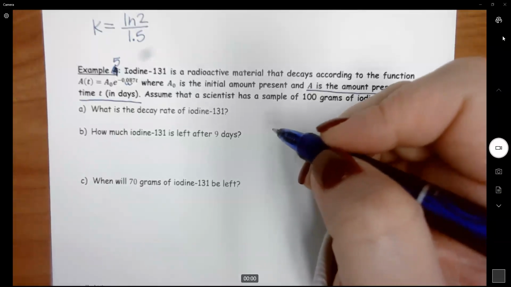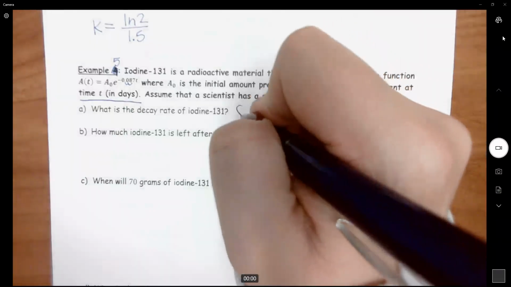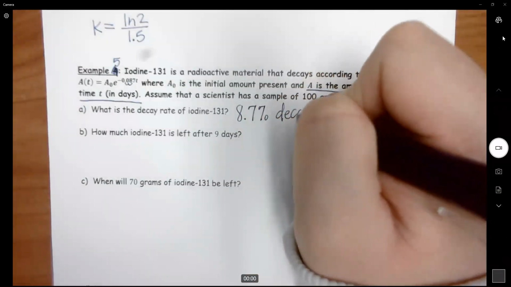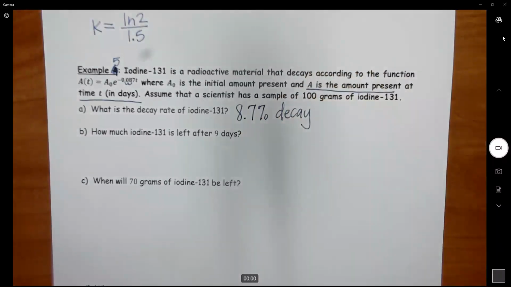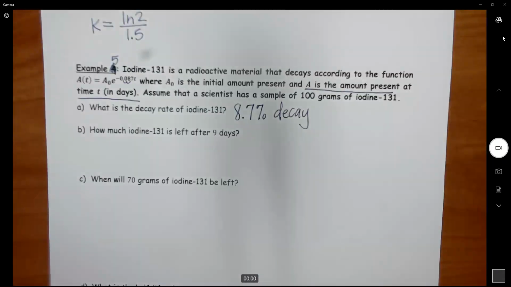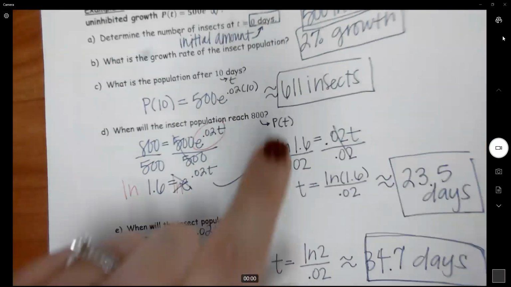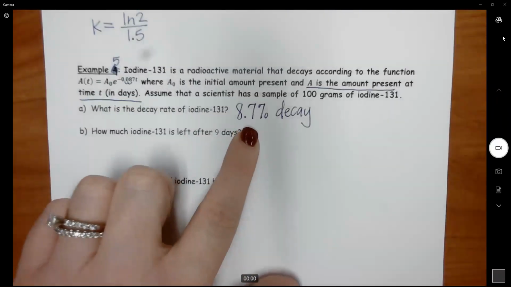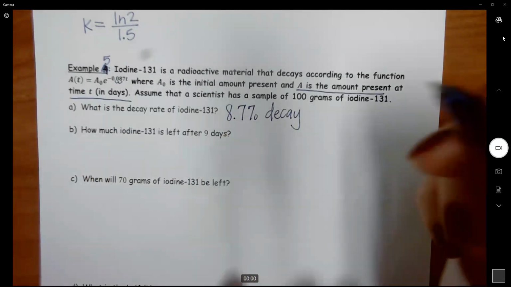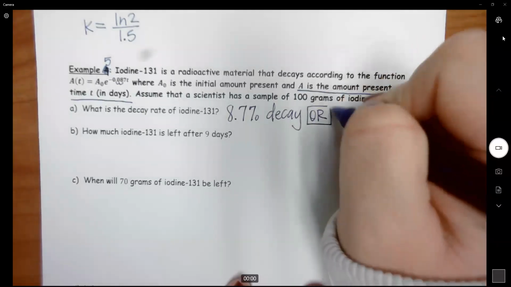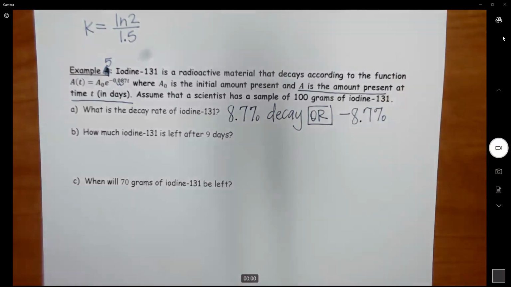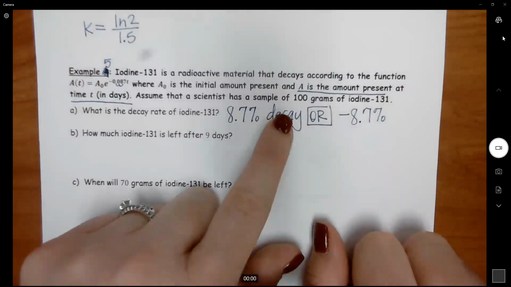So you can say this one of 2 ways. You can either say 8.7% decay, which is what we have essentially been doing on all of these, right? We've been doing 6% growth. We said here 2% growth. So you can say 8.7% decay, or you can just put negative 8.7%. You either need the negative or you need the word decay.